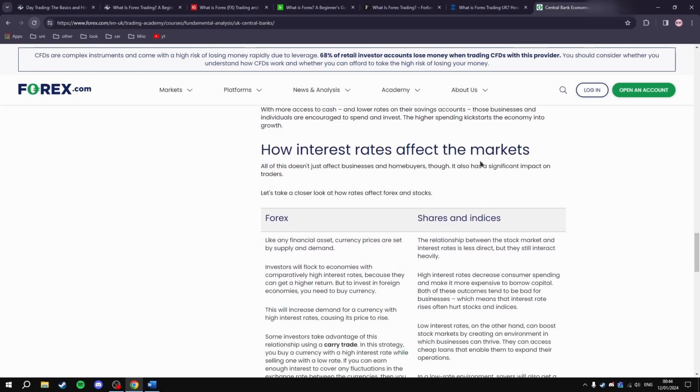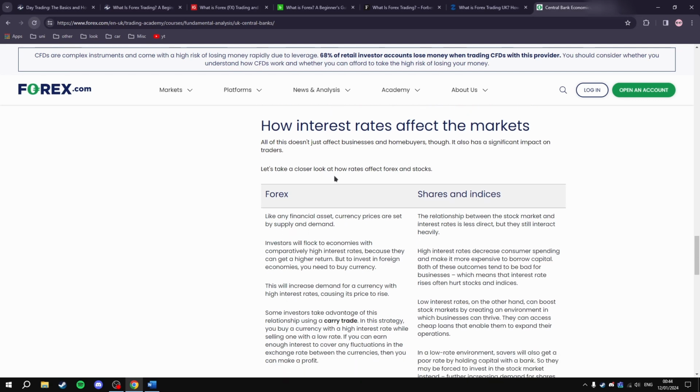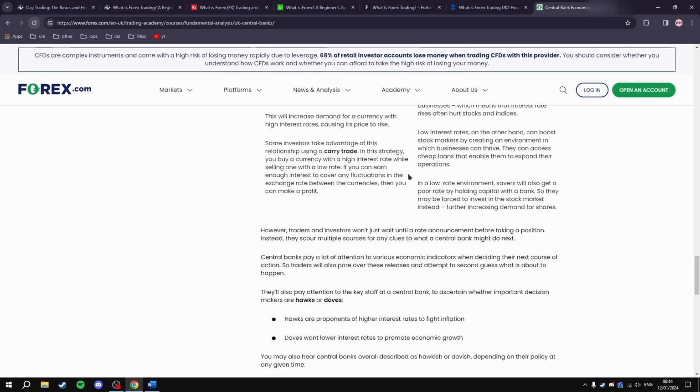How interest rates affect the market. All of this doesn't just affect businesses and home buyers though, it also has a significant impact on traders. Let's take a closer look at how rates affect Forex and stocks.